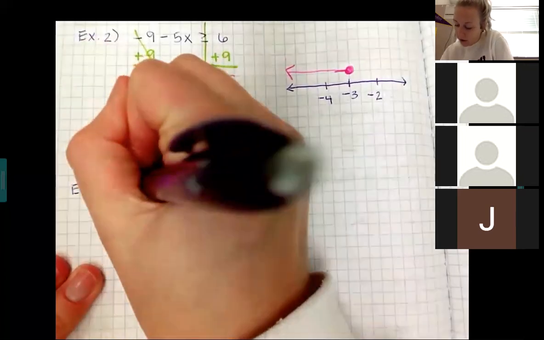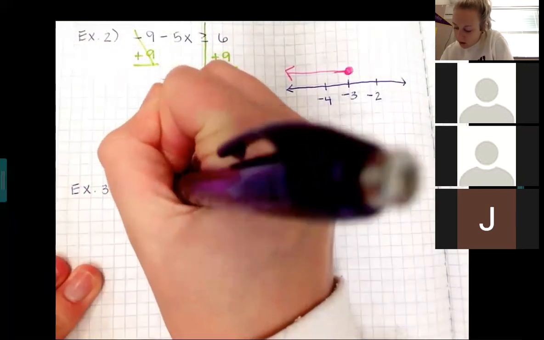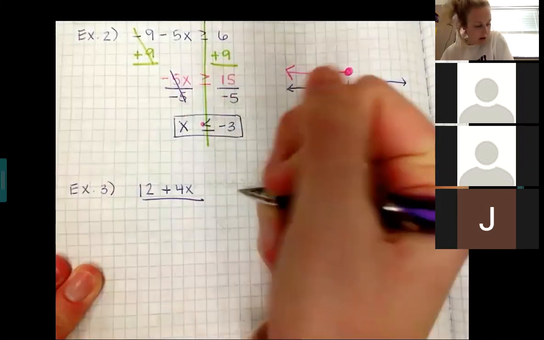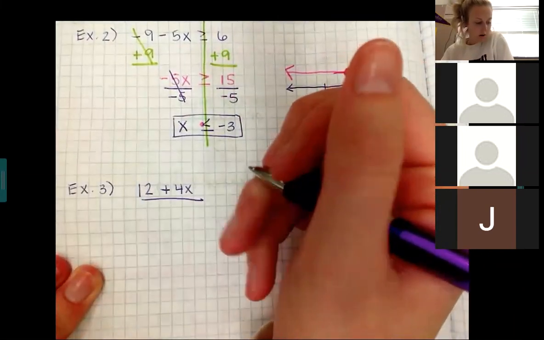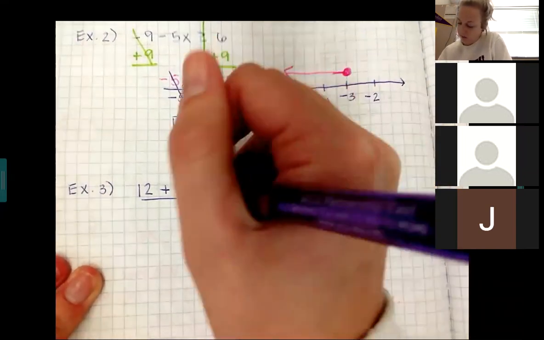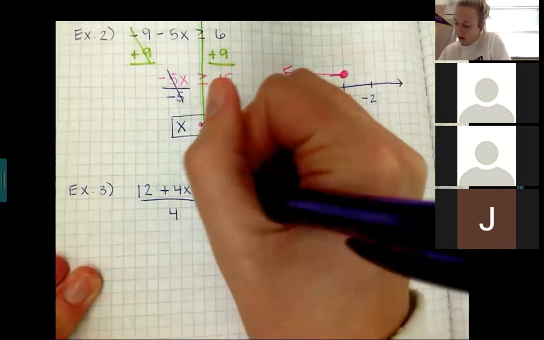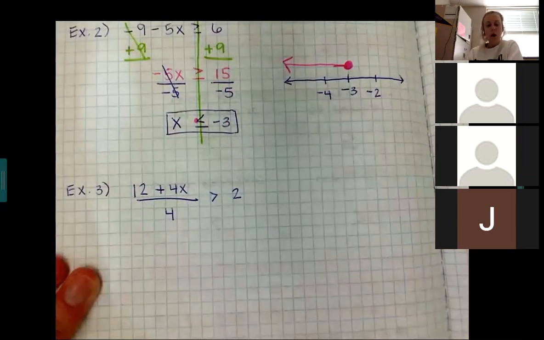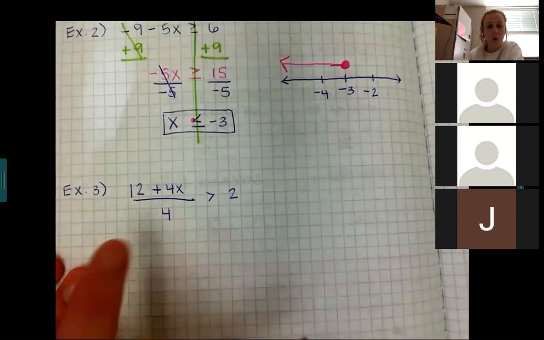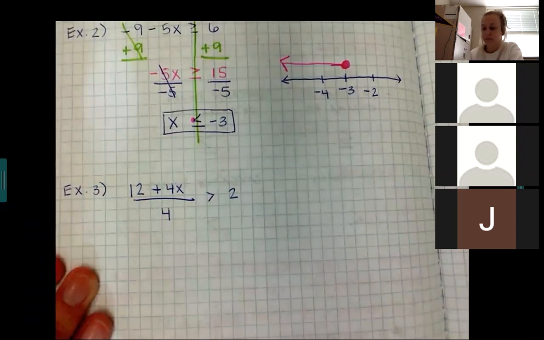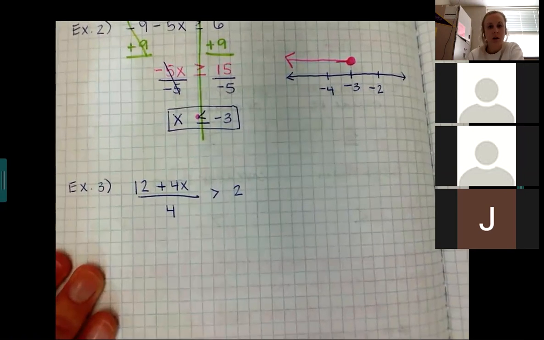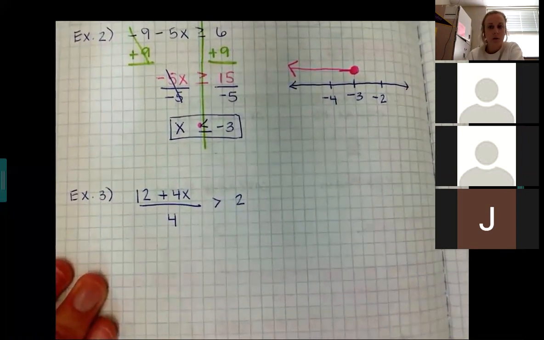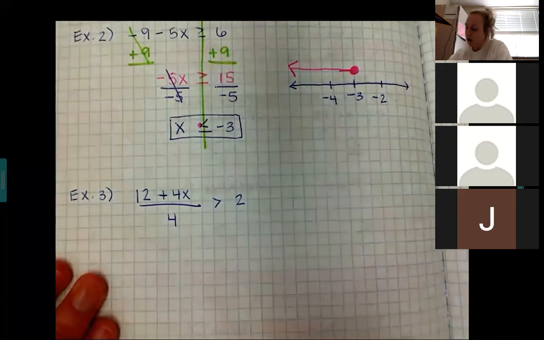I'm gonna make it a little harder. I feel like we're ready for that. Greater than 2. All right. So 12 plus 4x all over 4 is greater than 2. All right, y'all, what's my first step? Draw the seesaw. On the wall.